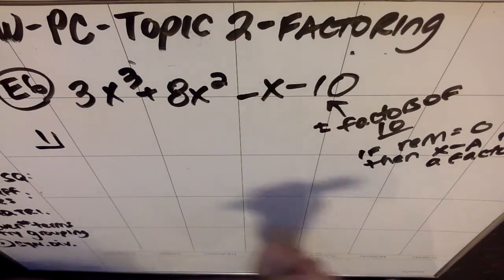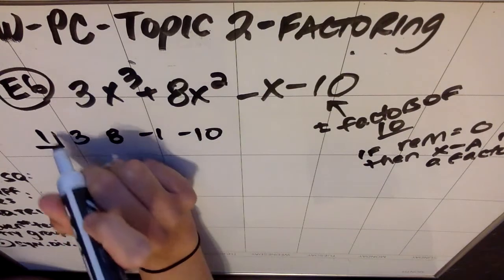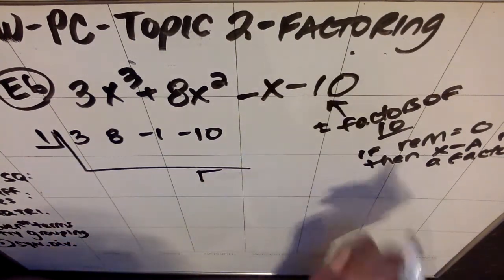So this is sort of like, if you ever played that game Battleship, this is sort of like playing Battleship. You guess something that you think might be a hit. Your goal is to get a remainder of 0. So let's see what happens.